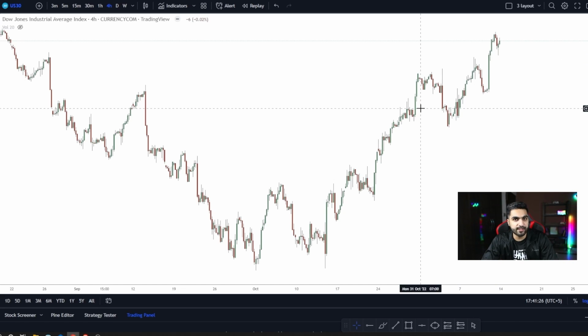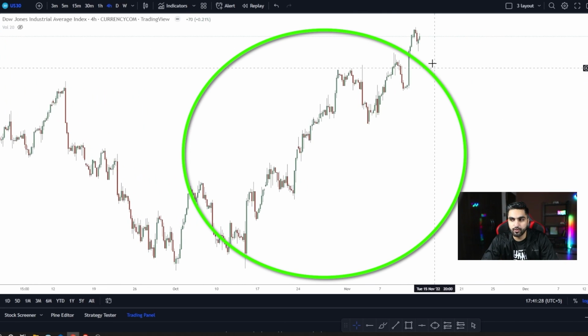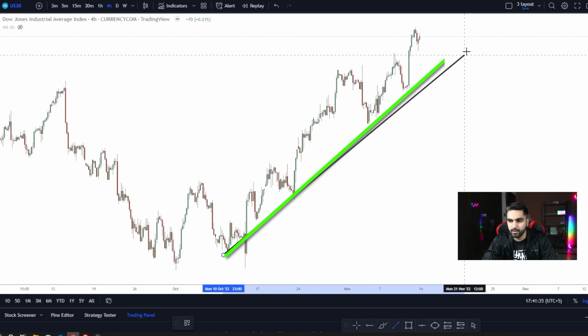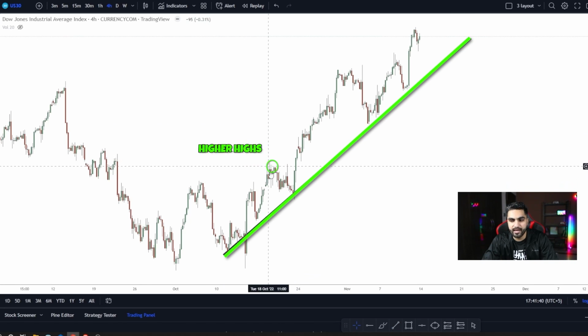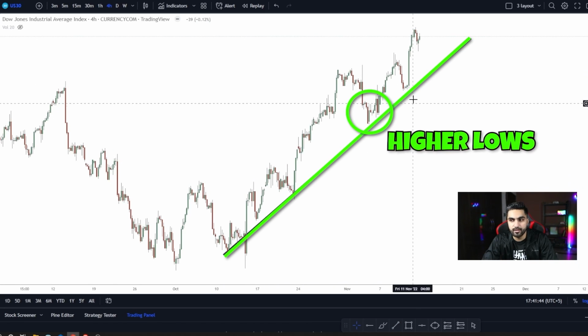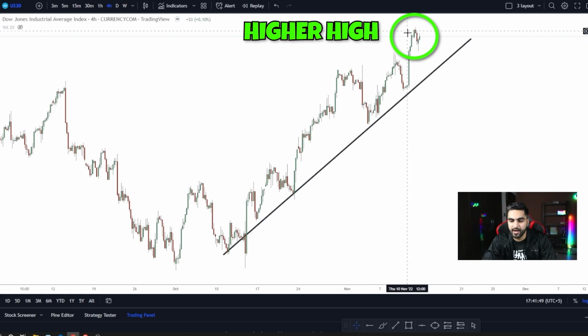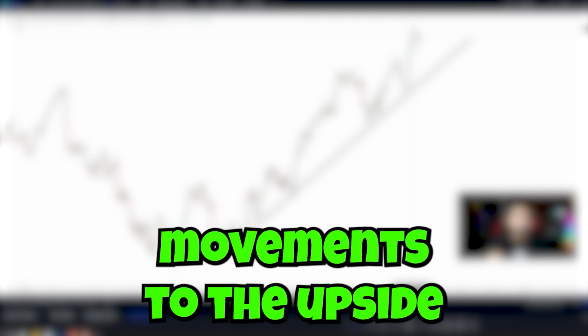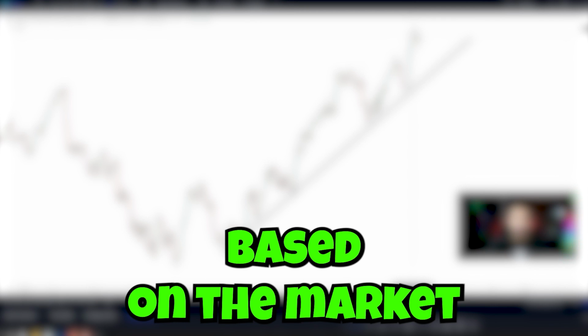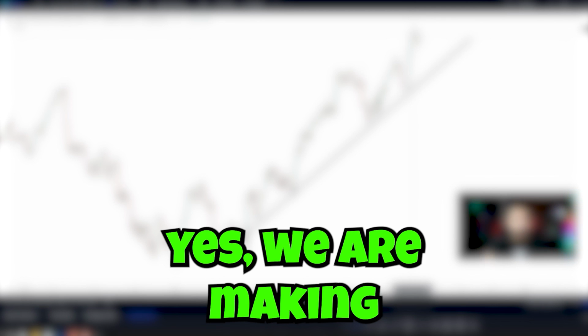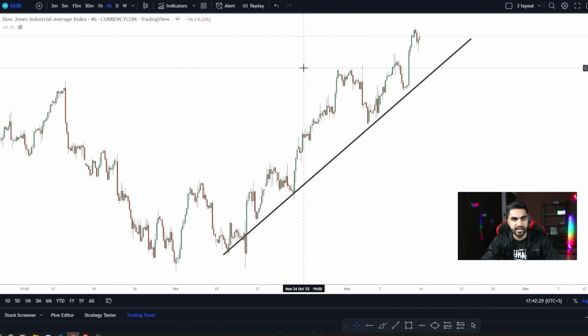Now the very first thing that I recommend you to do is to find the overall market direction, and in this chart right here we can see the market has been going up for a long period of time. We're making higher highs, higher lows, then a new higher high, higher low, and then we recently just created this higher high right here. So we have been making movements to the upside based on the market structure, which confirms that yes, we are making higher highs and higher lows. But that's just not it.